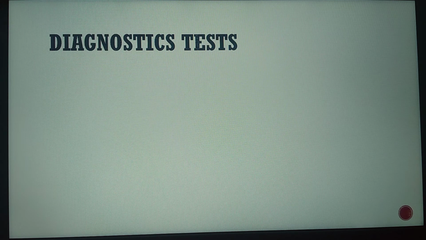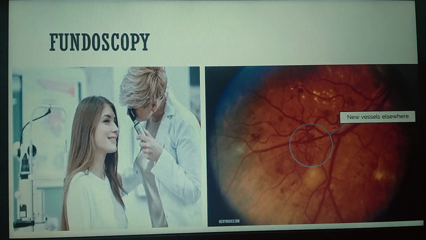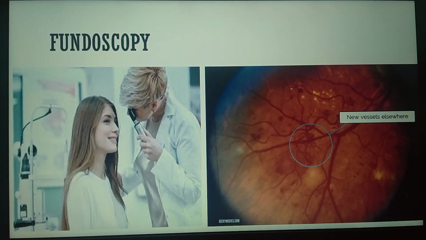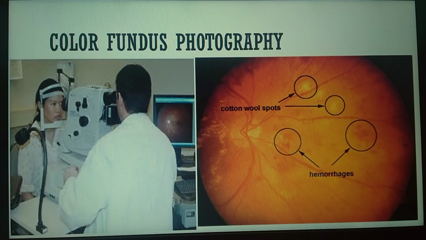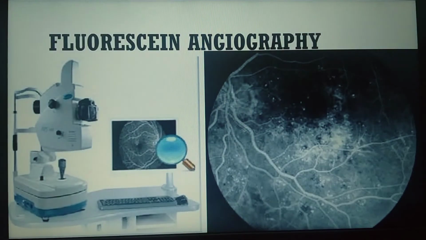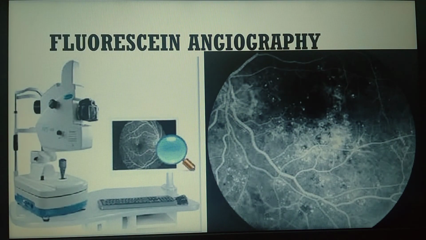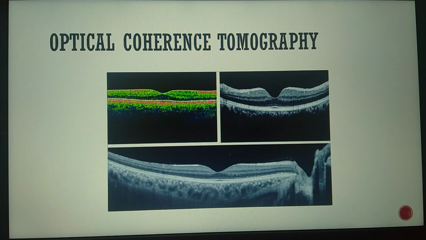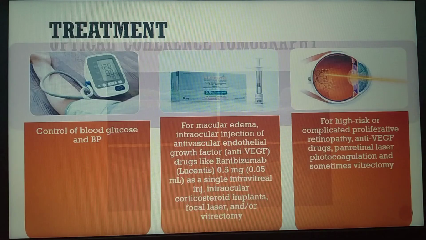For diagnostic tests, diagnosis is by fundoscopy. Color fundus photography helps grade the level of retinopathy. Visual acuity measurements determine how much central vision has been affected. Fluorescein angiography is used to determine the extent of retinopathy, to develop a treatment plan, and to monitor the results of treatment. Optical coherence tomography is also useful to assess severity of macular edema and treatment.